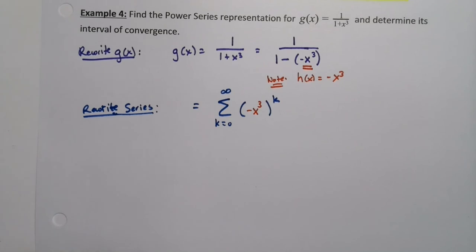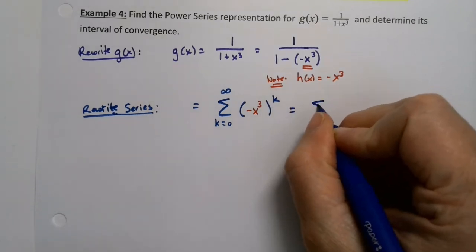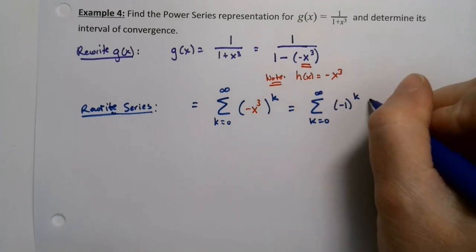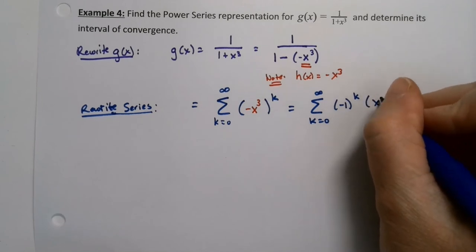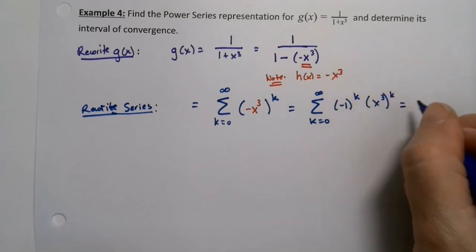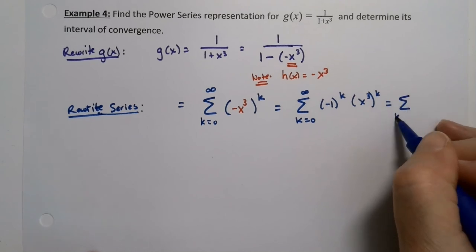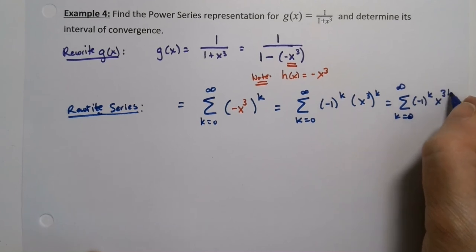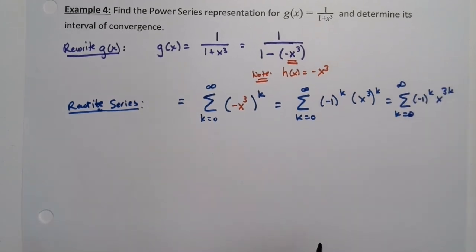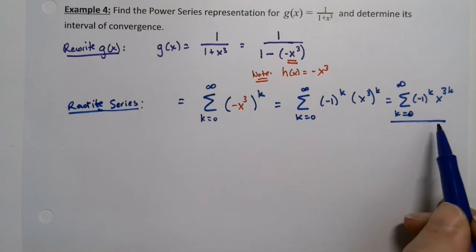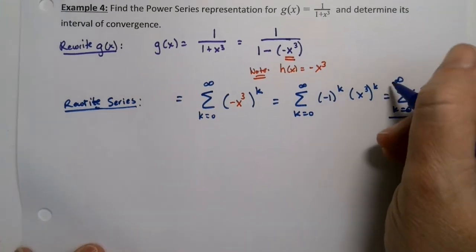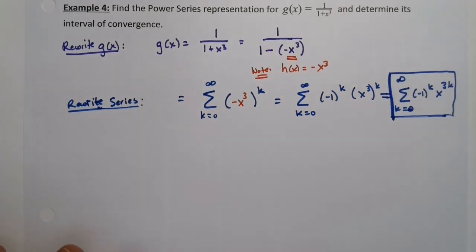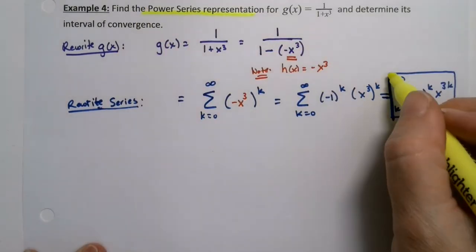Now that would be equal to, and I can break the negative off, and I can say, okay, that's k equals 0 to infinity, negative 1 to the k, and then x to the 3 to the k, which would be a series from k equals 0 to infinity, negative 1 to the k, x to the 3k. All right, so I found the power series representation right here. So right there, I did it. I answered the first part because they say, find the power series representation, and I did so. The power series representation is right here.